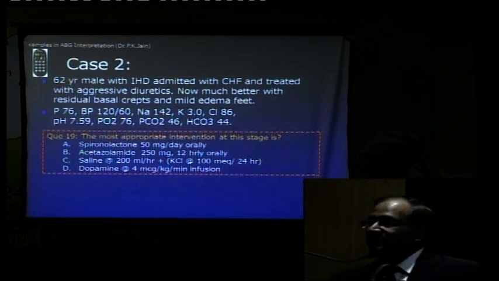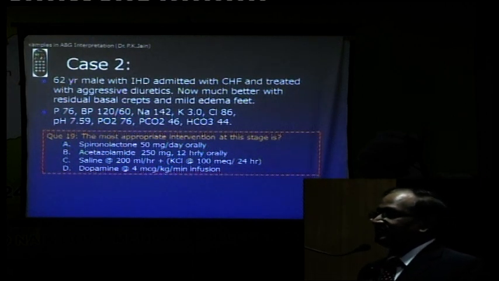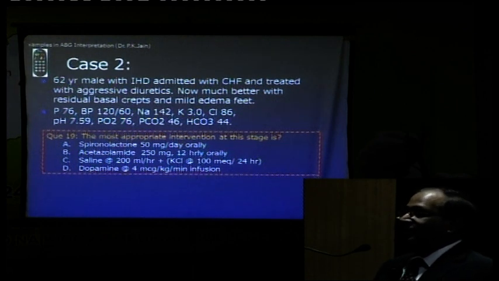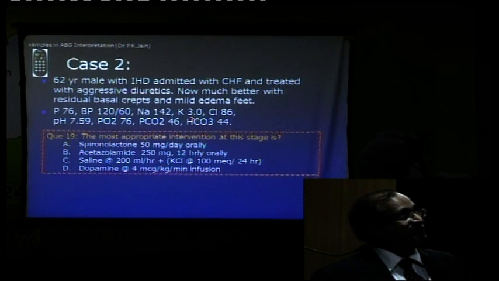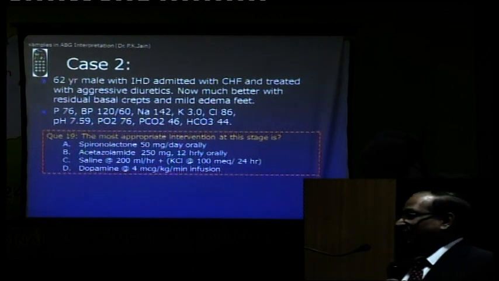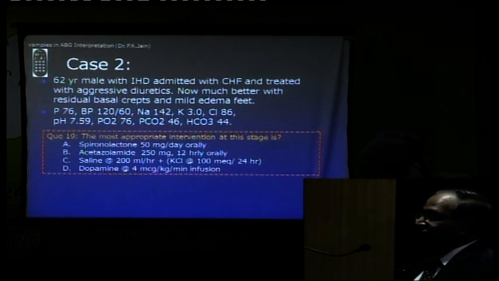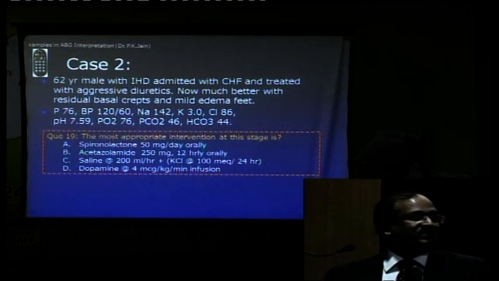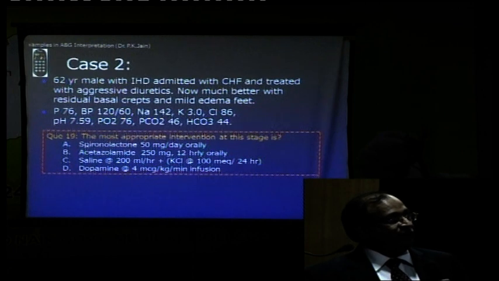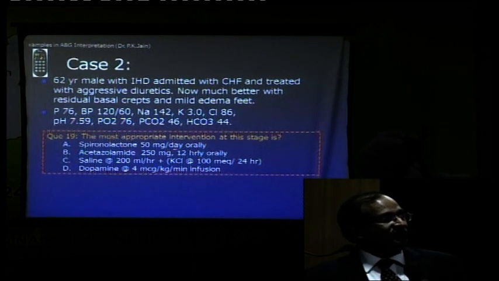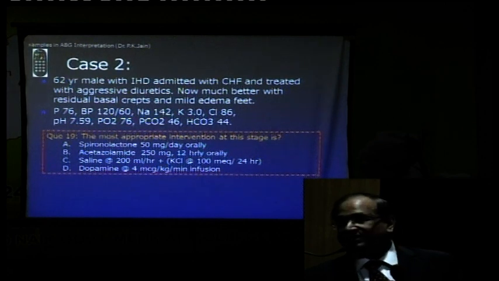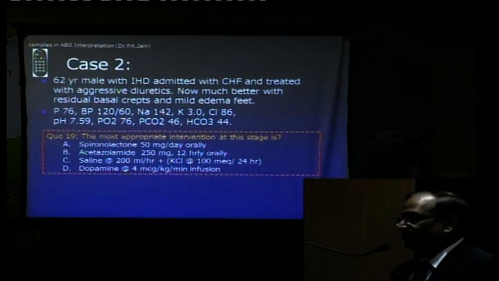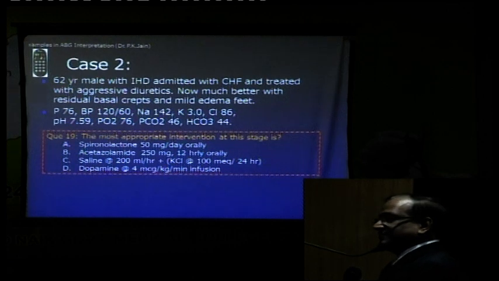And what happens when there is metabolic alkalosis? Compensation is by respiratory acidosis. How do you get respiratory acidosis? Respiratory depression. So now what's happening is his PCO2 started to climb up. He had cardiac failure and now you're adding respiratory failure to it. So what is the correct treatment at this stage? Should you put the patient on spironolactone? Should you give acetazolamide? Should you restart saline to correct the contraction alkalosis? Or should you put the patient on dopamine? Any thoughts?